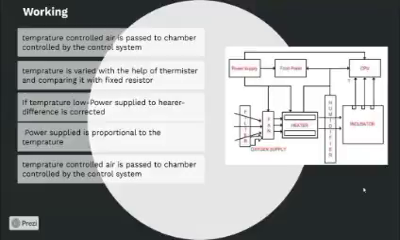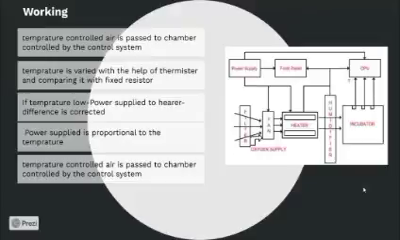Now, the working of the incubator is fairly simple. The temperature of the incubator is passed to the chamber controlled by a control system. The temperature is varied with the help of a thermistor and comparing it with a fixed resistor. If the temperature is low, power is supplied to the heating elements to correct the difference of the temperature. The power supply is proportional to the temperature, and the temperature controlled air is passed to the chamber with the help of the control system.